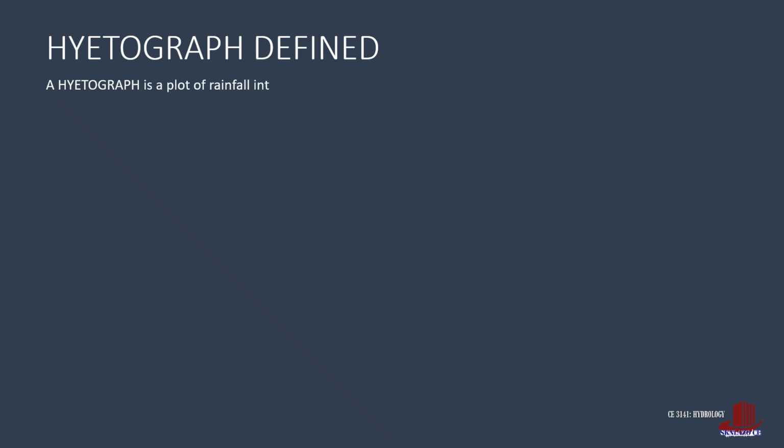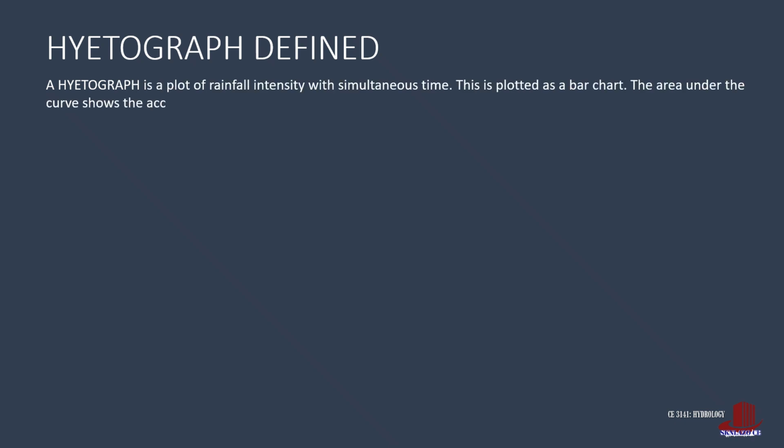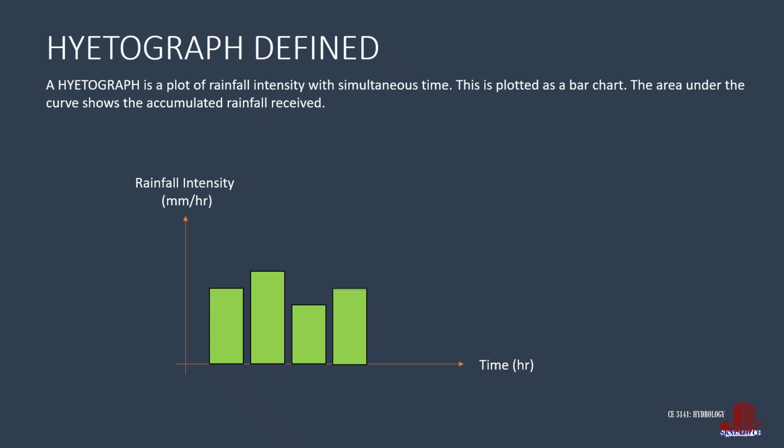A hyetograph is a plot of rainfall intensity versus time drawn in a bar chart. The hyetograph is significant in developing design storms in order to predict extreme floods. Time in hours is placed in the abscissa, and rainfall intensity in millimeter per hour is at the ordinate. Bars are plotted at different time intervals.